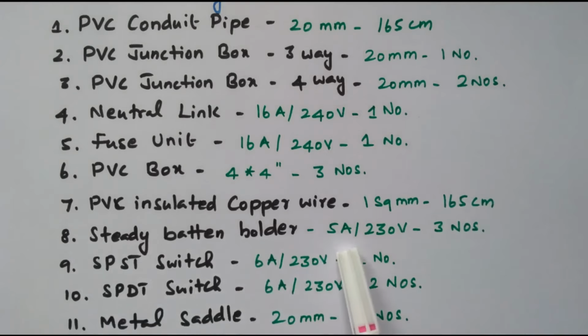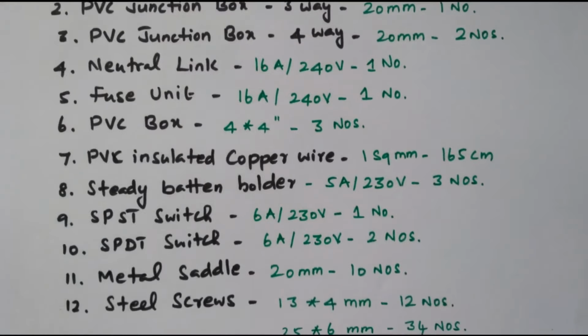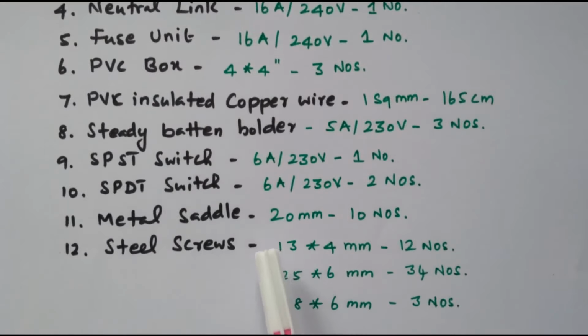Batten holder 5 ampere 230 volt, 3 numbers required. SPST switch, that is S1, the single pole single throw on-off, 1 number required. SPDT has 3 terminals available, one is supply and the other 2 are on and off. 2 numbers required, S2 and S3. Then metal saddle, we need 20 millimeter size, 10 numbers. Then steel screws 13 into 4 millimeter 12 numbers, 25 into 6 millimeter 34 numbers, 38 into 6 millimeter 3 numbers. So these are all the requirements.